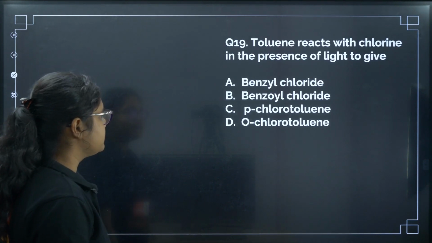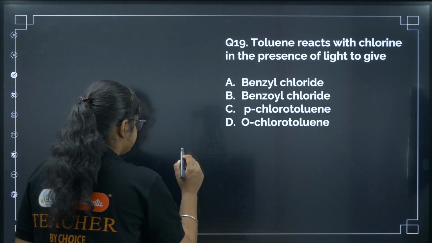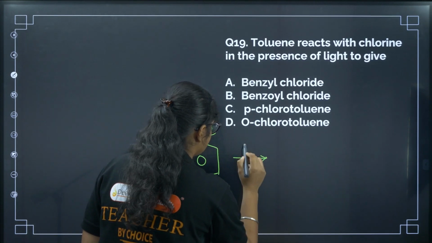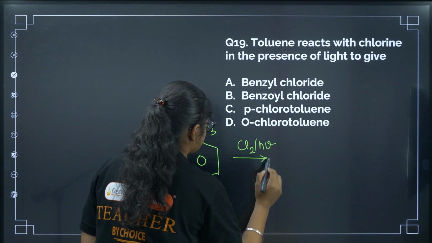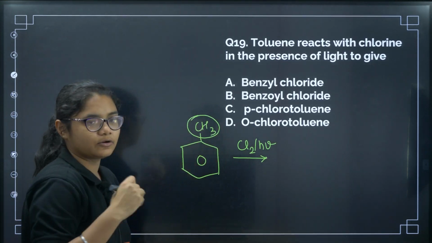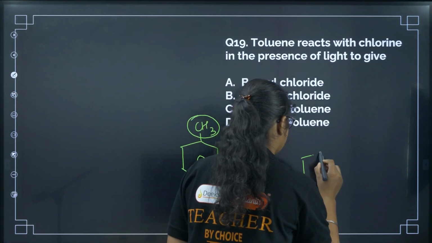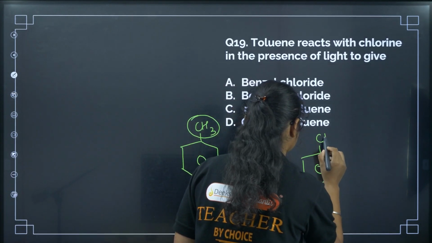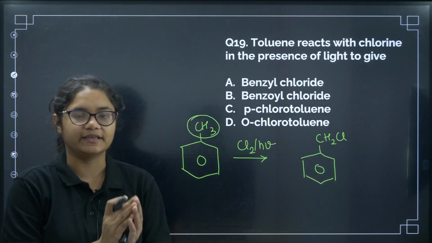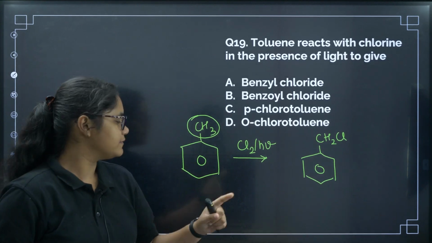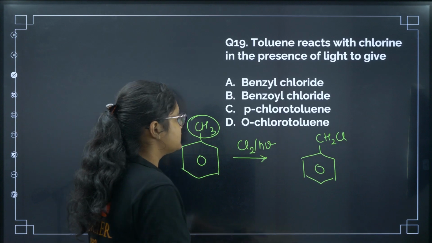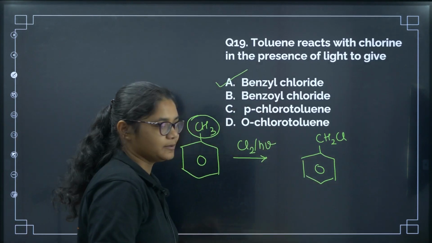Okay, next, toluene reacts with chlorine in the presence of light to give. So we have toluene and it reacts with chlorine in presence of h nu. Here the alkyl part will undergo substitution and we will get CH2Cl. The chlorine will not be added to the ring. For that we need a Lewis acid, like Cl2 in presence of FeCl3 or FeBr3, that will add chlorine to the ring. Here when you take h nu, the aliphatic part will react and this one is called benzyl chloride. So the correct option is option number A.